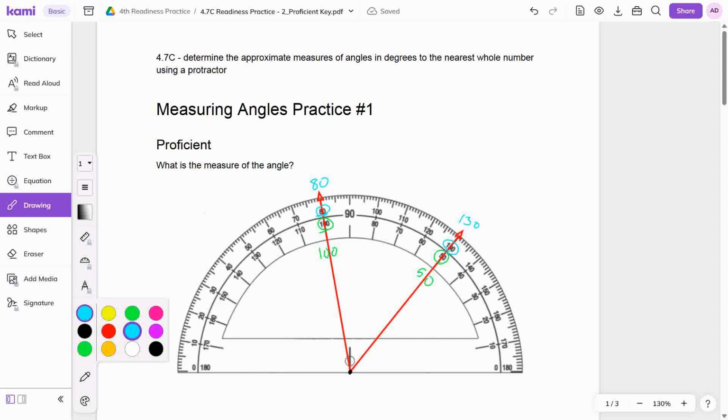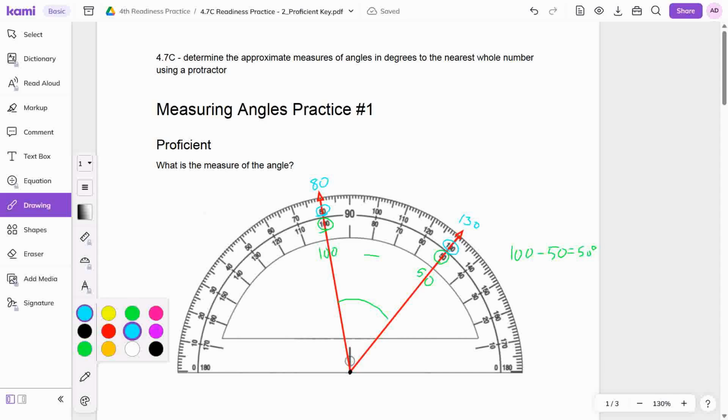Now, here's the thing. It really doesn't matter whether you use inside numbers or outside numbers. If you use the inside numbers, you can subtract from left to right to measure the distance in that angle right there. So 100 minus 50, that's going to equal 50. And we're going to put a little circle there. Our degrees, that's our unit of measure.